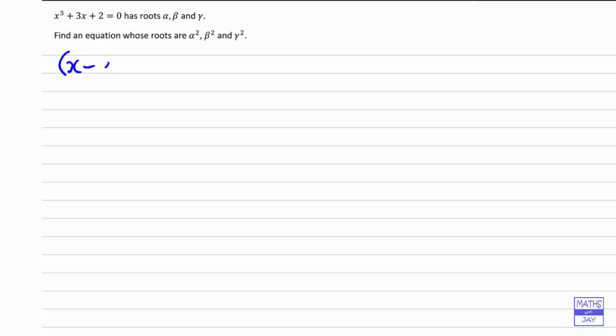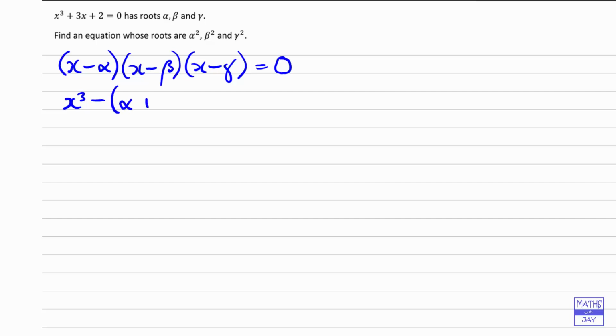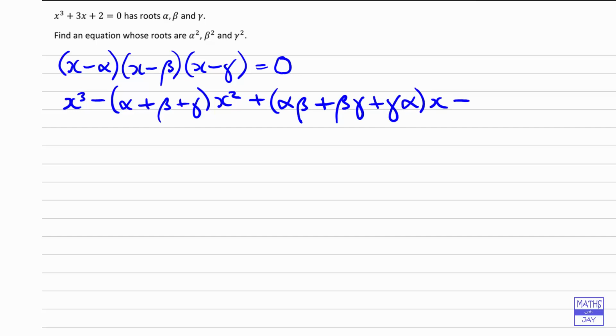So that would be (x minus alpha) times (x minus beta) times (x minus gamma) is 0. And then if we multiply that out, we'll get x cubed, and x squared will be multiplied by minus alpha, minus beta and minus gamma. So we could write that as minus (alpha plus beta plus gamma) times x squared. And then the x term will be multiplied by alpha beta, beta gamma and gamma alpha. And finally, the constant term will be minus alpha beta gamma.